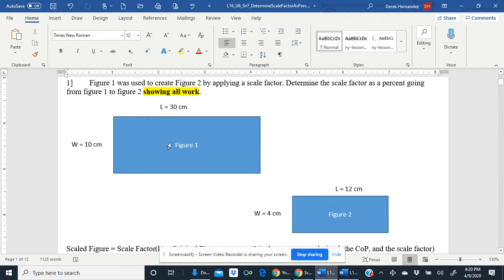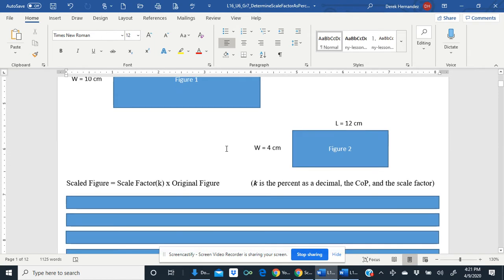Here are both our figures. Figure 1 is a rectangle and so is Figure 2. Figure 1 has a length of 30 centimeters with a width of 10 centimeters. Figure 2 has a length of 12 centimeters and a width of 4 centimeters. Figure 2 was created from Figure 1 by applying some scale factor. To get a smaller figure from a larger figure, we needed to apply a scale factor that's less than 100%. So let's think about that as we do our work.